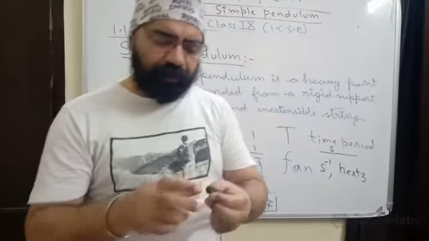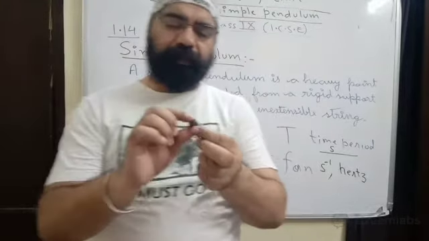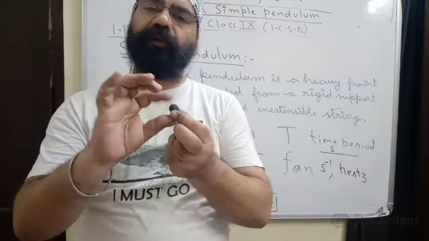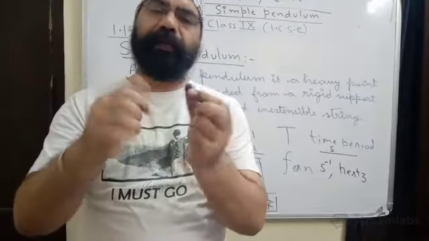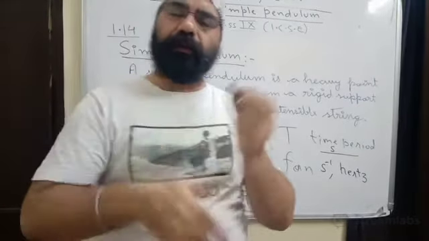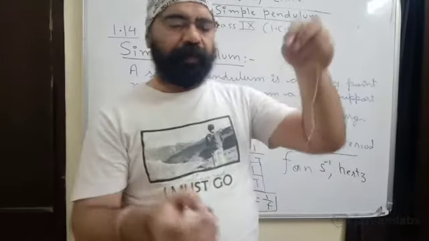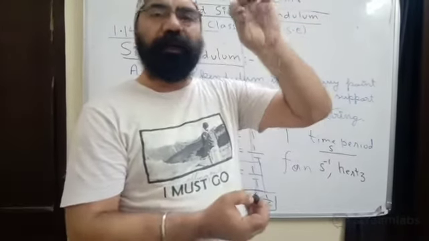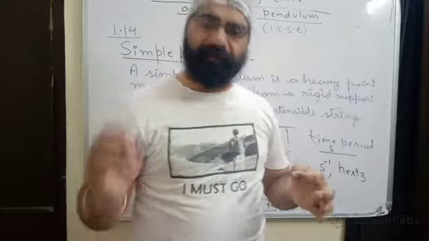How can I do that? How do I find the diameter? I can find out the diameter using a vernier caliper. I slide it in a vernier caliper, find the diameter, divide by 2, I get the radius, add the radius to the length of the thread, and that is my effective length.